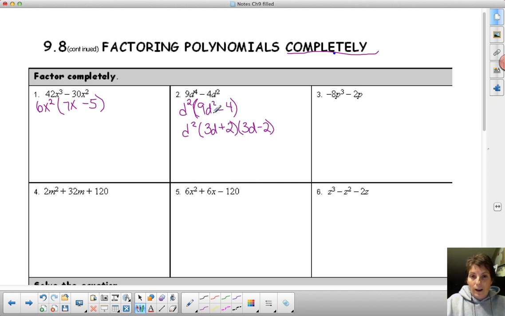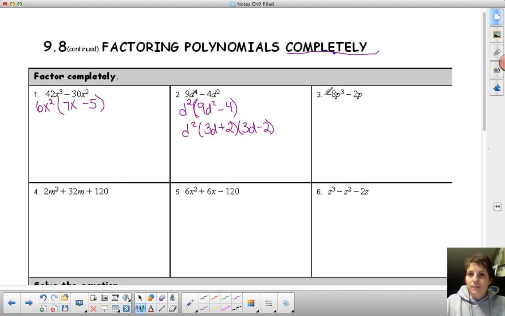9d squared is made up from 3d times 3d. And negative 4 is a perfect square. It could be positive 2 times negative 2. So that I end up with a plus, minus, or conjugates, and a GCF. So I needed to make sure I have all 3 of these factors in my answer.